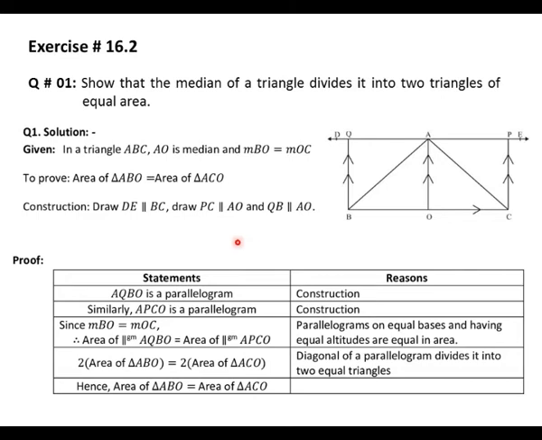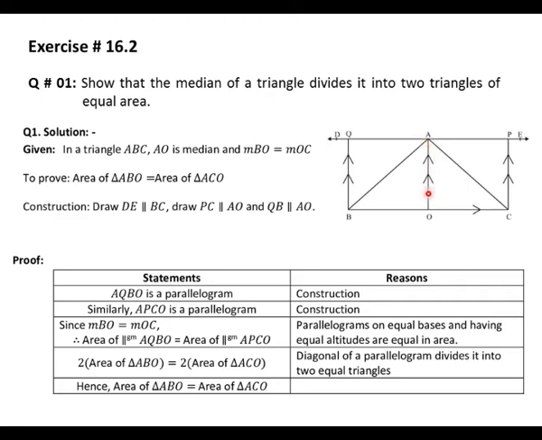After proving both of the theorems of triangles, now we are solving a question of 16.2. The question says, show that the median of a triangle divides it into two triangles of equal area. So we need to draw a triangle first. This is triangle A, B and C. And the next one, we need to draw one of its medians. A median starts from a vertex and intersects, and in fact bisects, the opposite side.